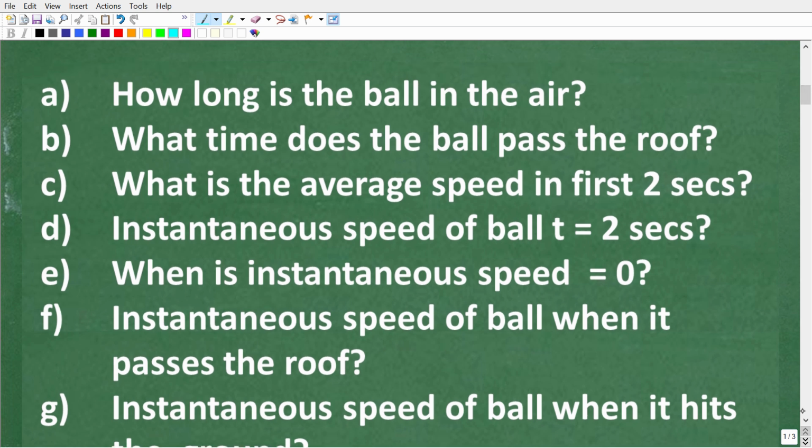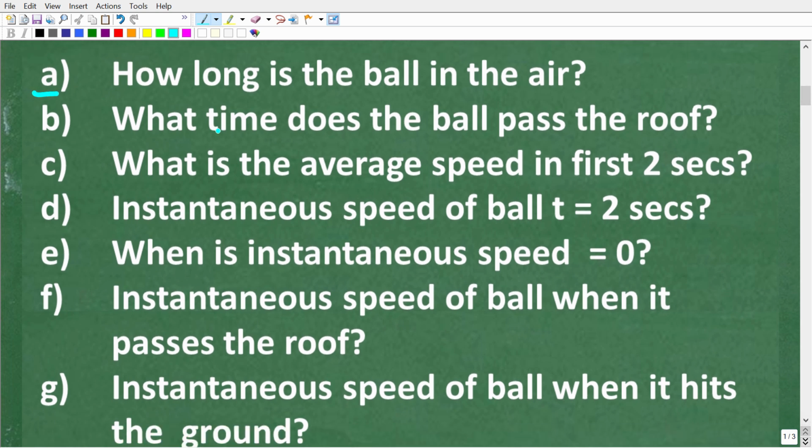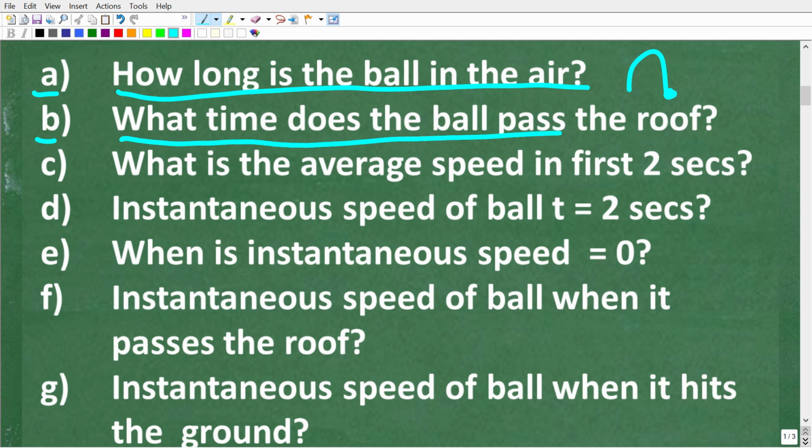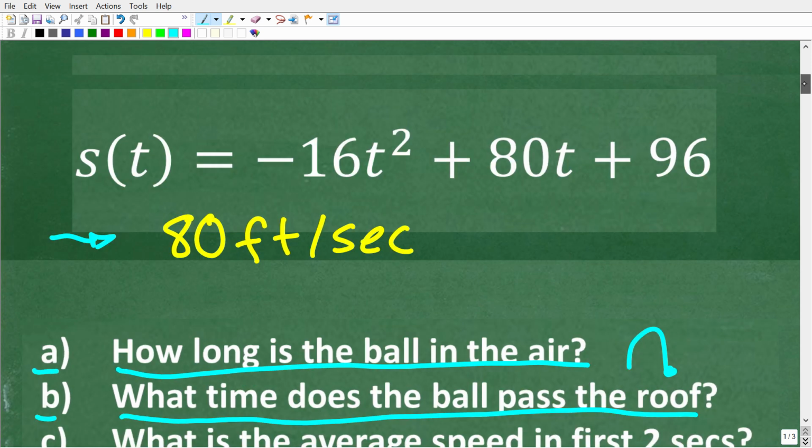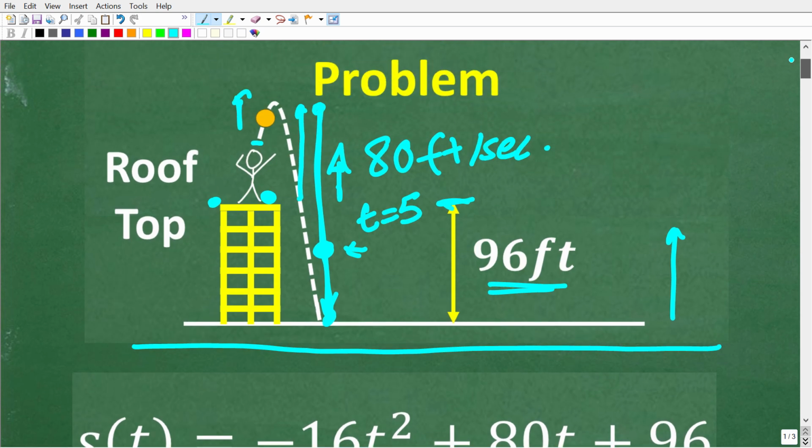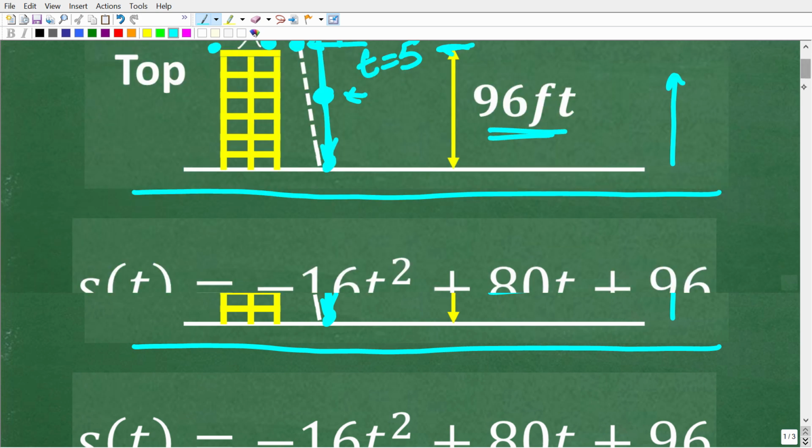So the first question is, how long is the ball in the air? That would be, what is the total amount of time for the flight of this ball? The second question is, what time does the ball pass the roof? Going back up to our little diagram here, the ball is going up and then it's going to pass the roof at this time. So what time is that?